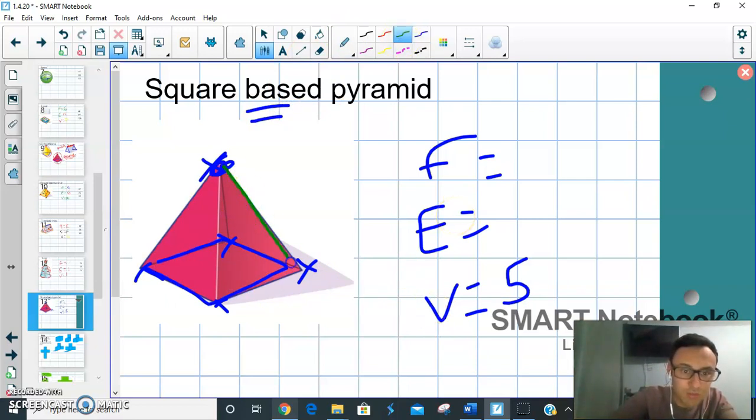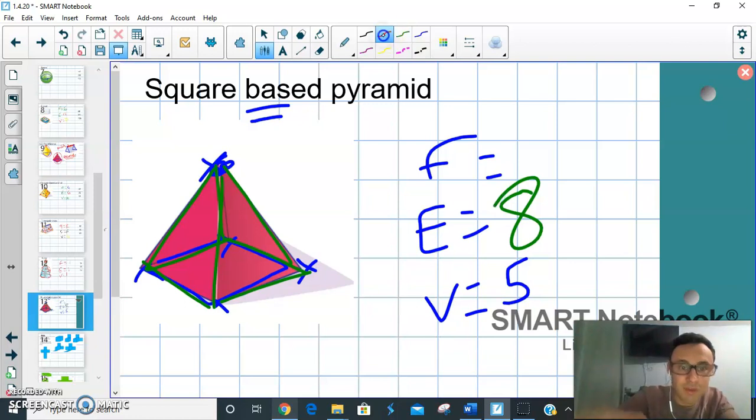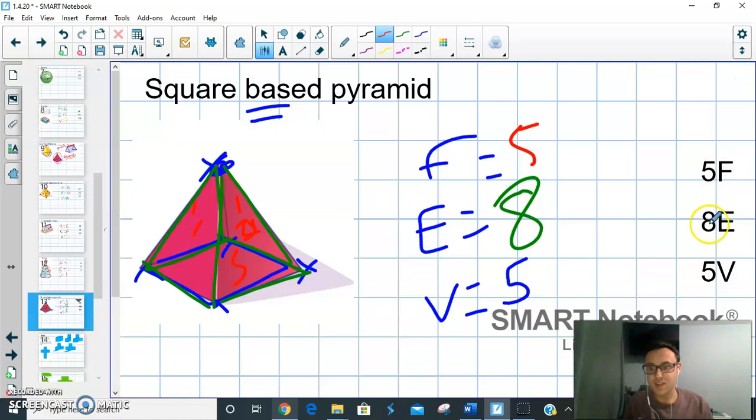How many edges does it have? 1, 2, 3, 4, 5, 6, 7, 8 edges. And then how many faces? 1, 2, this one here, 3, 4, and then the bottom one is 5. So it's got 5 faces, 8 edges, and 5 vertices. Okay, so that's your properties of shape: faces, edges, and vertices.